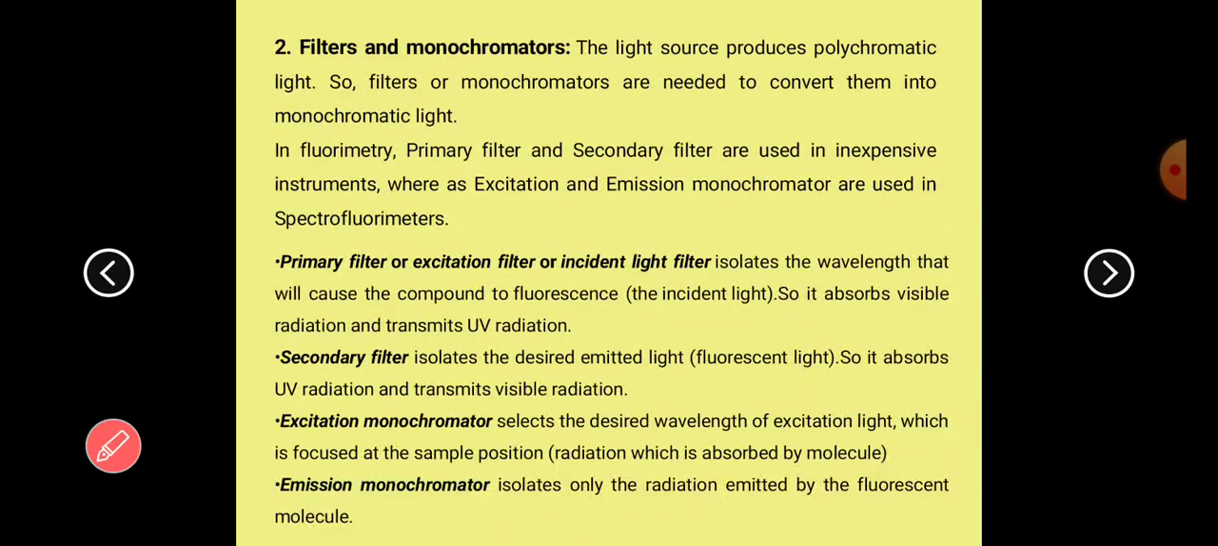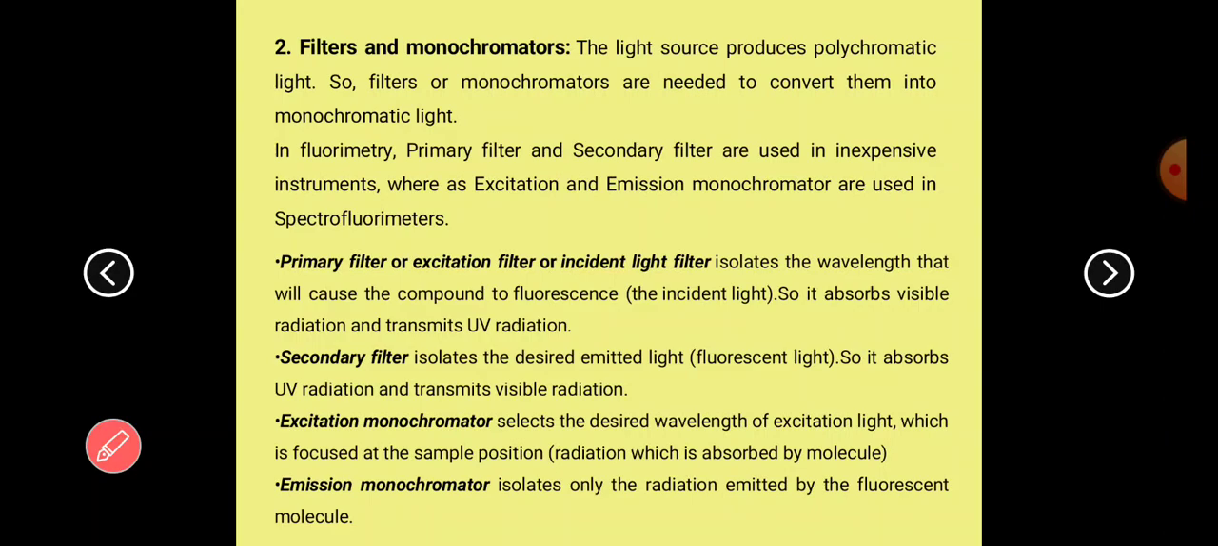Next one, filters and monochromators. The function of filters and monochromators is conversion of polychromatic radiation to monochromatic radiation. In fluorimetry, primary filter and secondary filter are used in inexpensive instruments, whereas excitation and emission monochromators are used in spectrofluorimeters. Let us see the primary filter.